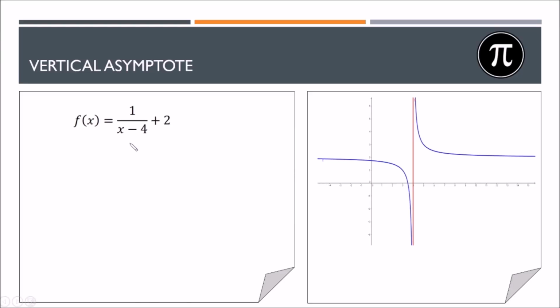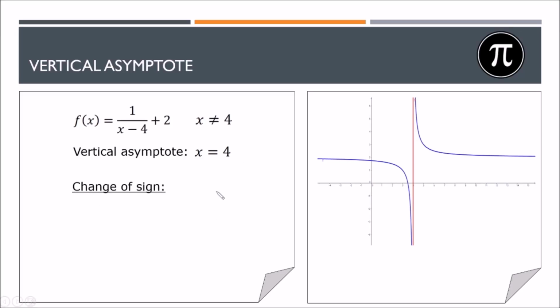To calculate the vertical asymptote we have to check which x values we cannot use in this function. In this function x has to be unequal to 4, because the denominator can never be 0. So the vertical asymptote is at x = 4.